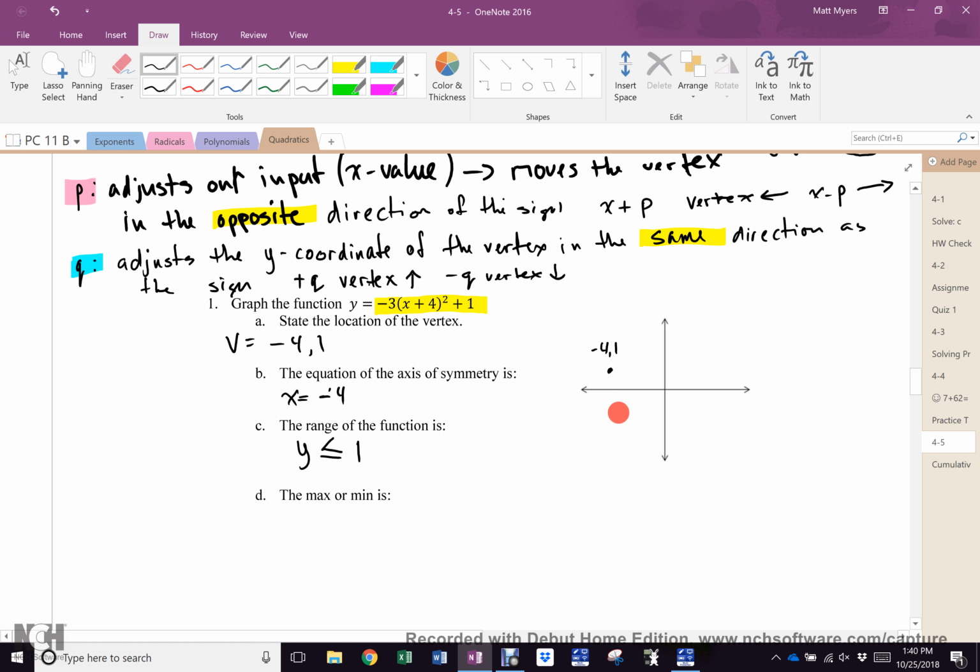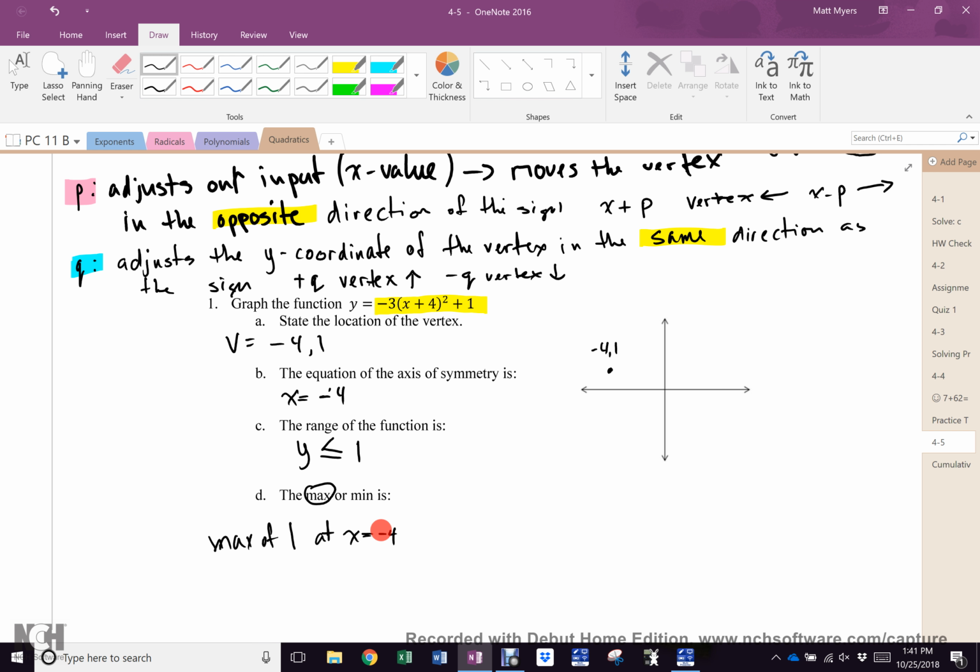So what do I have? I have a maximum at x equals -4. A max of 1 at x equals -4. Is everybody cool to there?